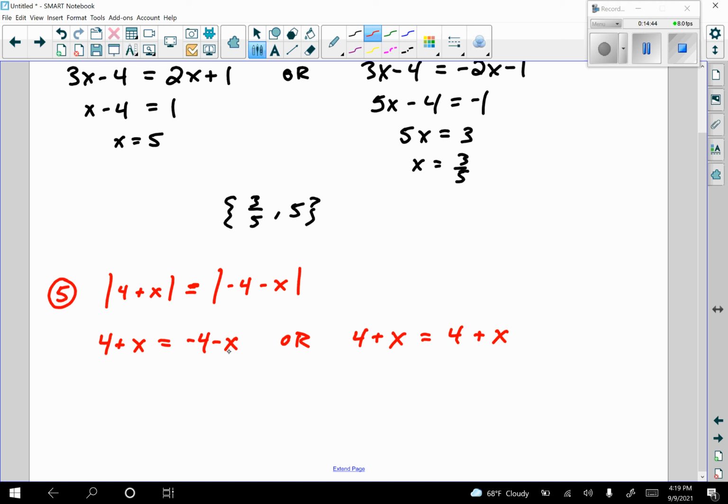So let's go back to this one and solve it. I'm going to add x to both sides. So we'll get 4 plus 2x equals negative 4. Subtract 4, we'll get 2x equals negative 8, and divide by 2, so x equals negative 4.